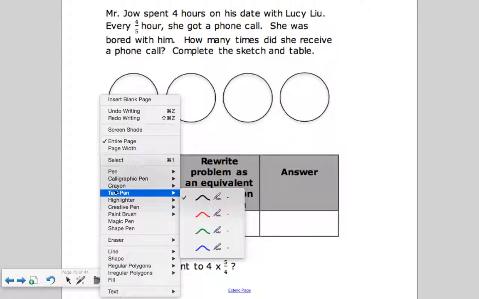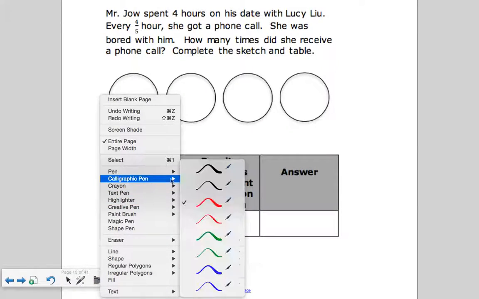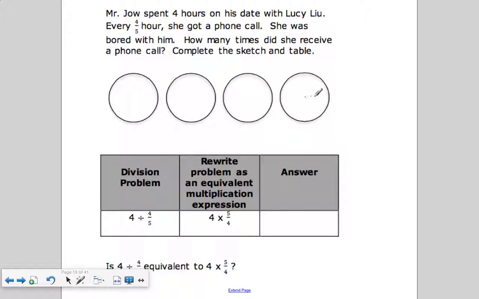Sketch, complete the sketch and table. So, here is a clock. We're going to divide this into fifths.